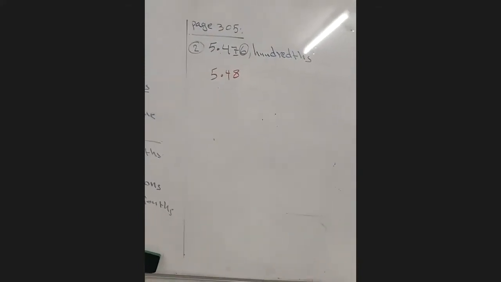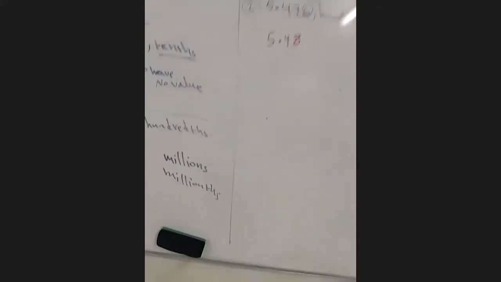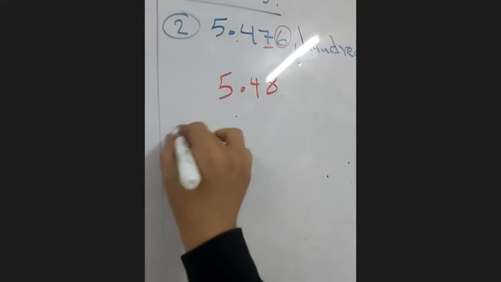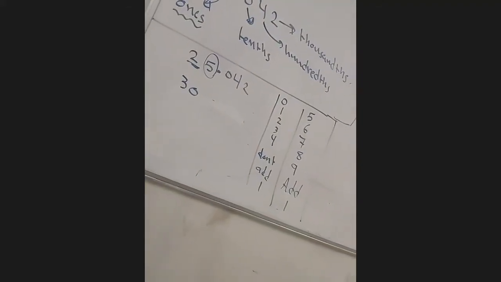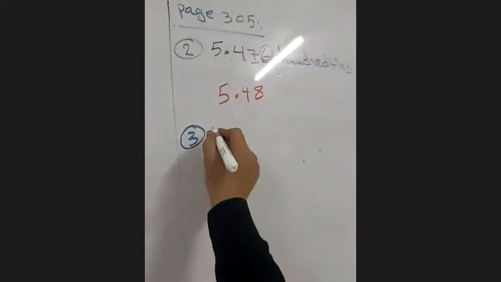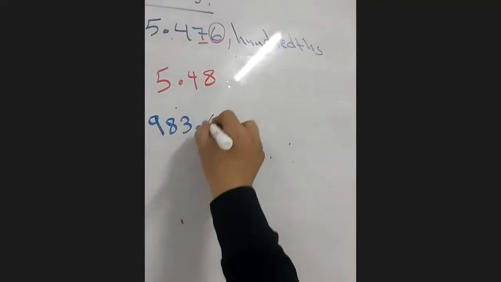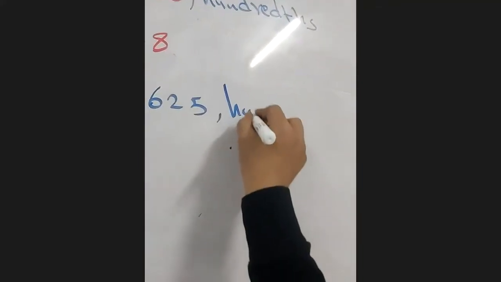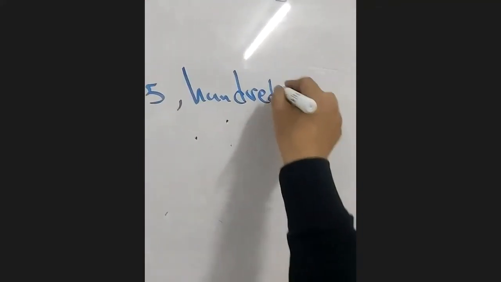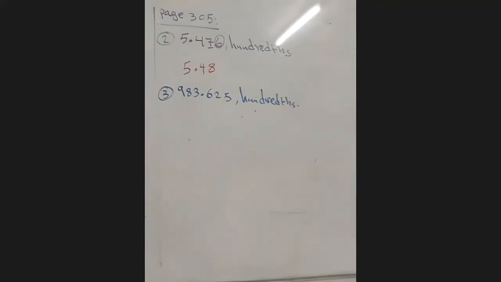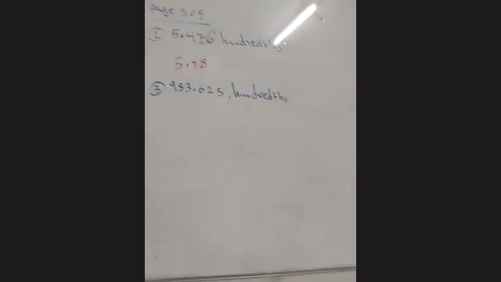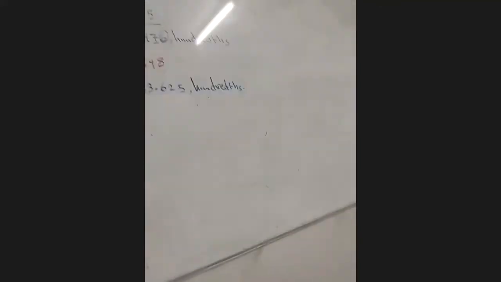Now let's take this third question together. Yalla, third question. What do we have in the third question? We have 983 decimal 625, and we want to round to the hundredths place value. Who can help me here? This is the second question.